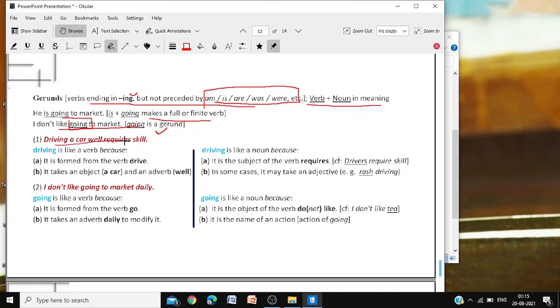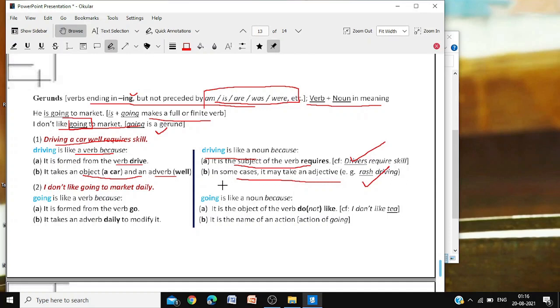Driving a car requires skill. Driving a car well requires a skill. Driving is a verb because it is formed from the verb to drive. It takes an object. Driving what? Driving a car. And an adverb, well. Driving how? Driving well. Driving is like a noun because it is a subject. Subject of the verb requires. Driving requires, just as we can say drivers requires. In some cases, it may take an adjective, like rash driving.